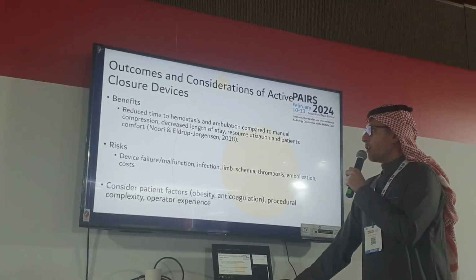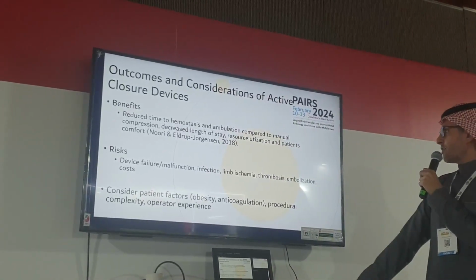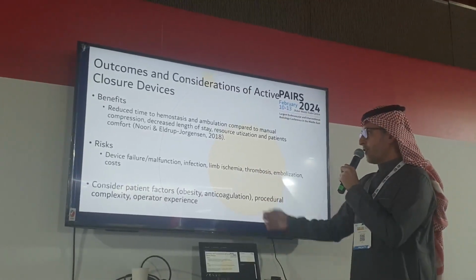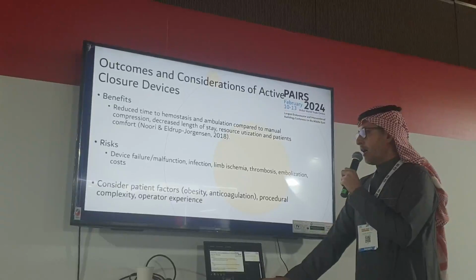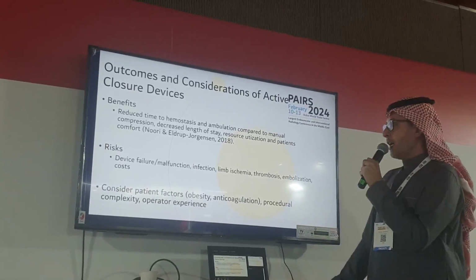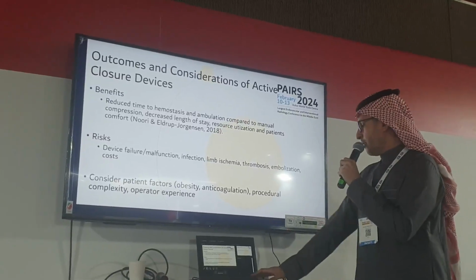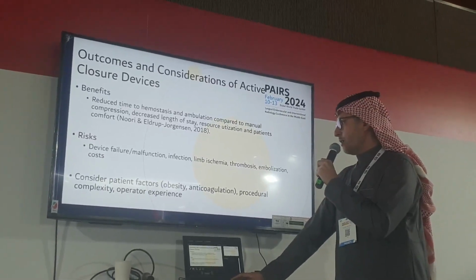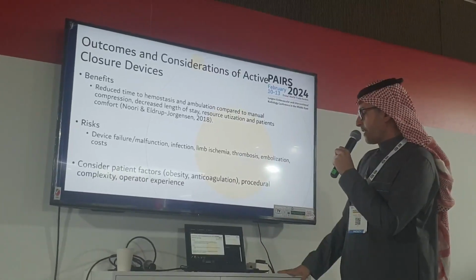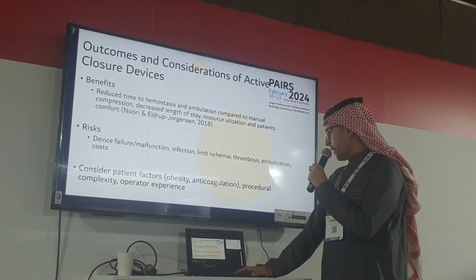So, as we all mentioned, they all reduce time to hemostasis. Patients ambulate within a couple of hours. We have device failures, infection, and ischemia, which are the complications that are associated with access as a whole. And we have to consider obesity, anticoagulation, the procedure complexity, and the calcifications.